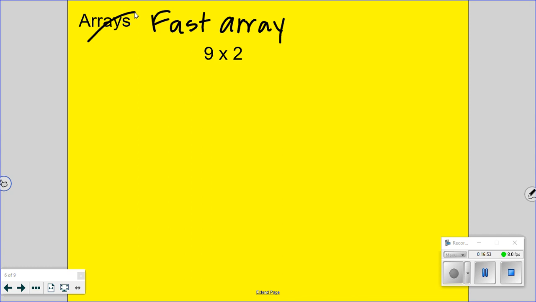Go ahead and draw a fast array for 9 times 2. When you finish, give me a secret thumb. All right, you got to have your pencil in your hand. Go ahead and draw a fast array for 9 times 2. When you finish, give me that secret thumb.